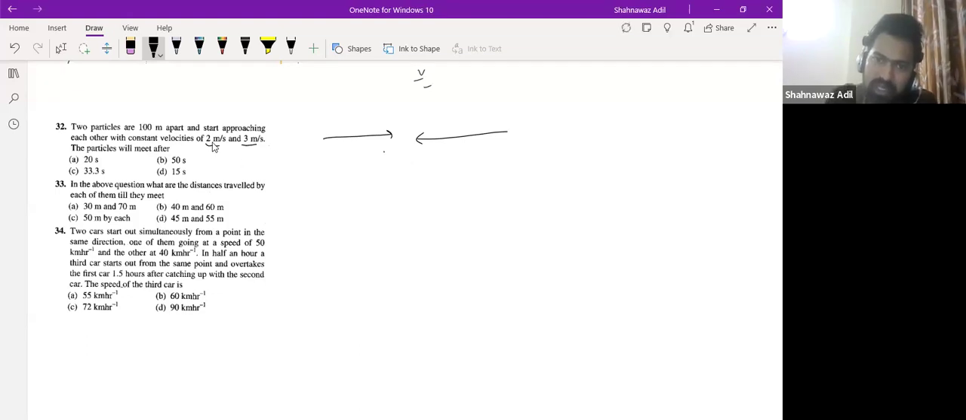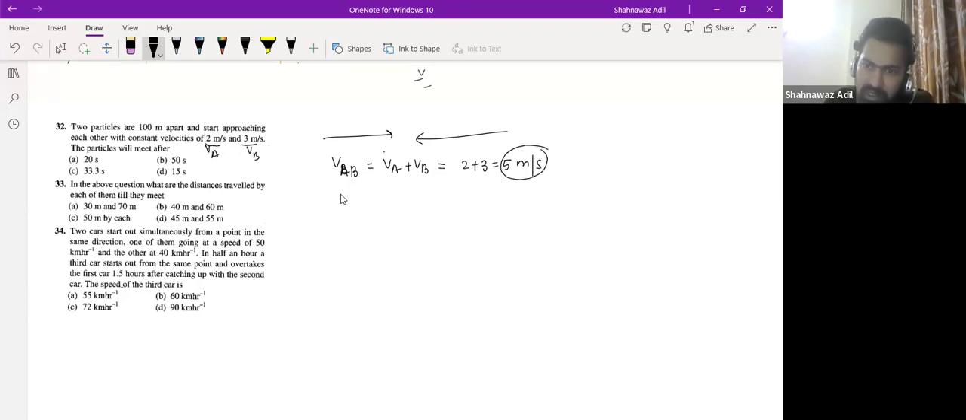Yes. Let's say this is VA and this is VB. They are moving in opposite directions, so the relative velocity will add up, right? So this would become VA plus VB. This is 2 plus 3, 5 meters per second. So the velocity is 5 meters per second.